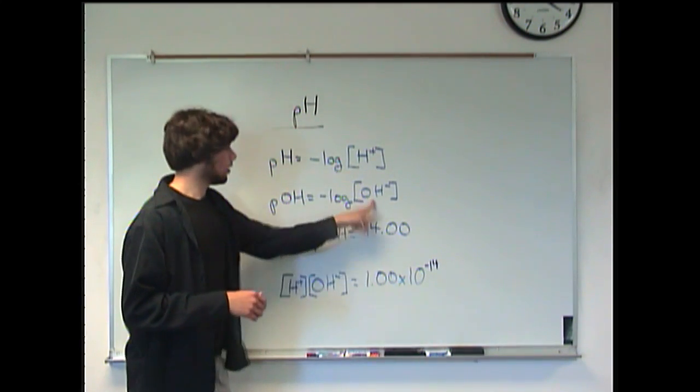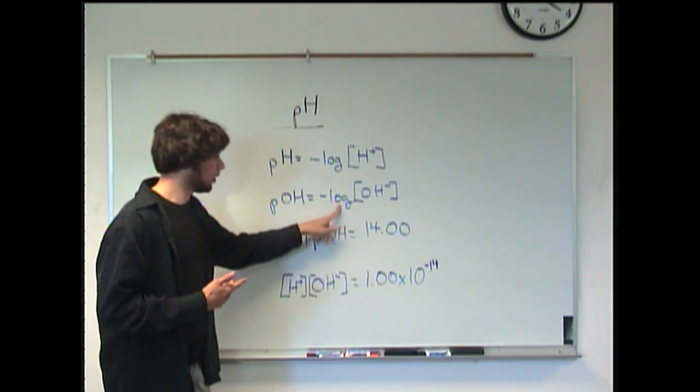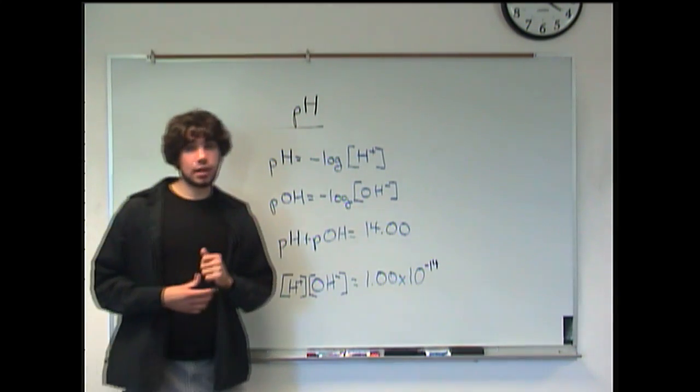You also can do the same thing with pOH. So if you know the hydroxide concentration in a solution, molarity or whatever, just pop that number in, log, take the negative, and that's your pOH.